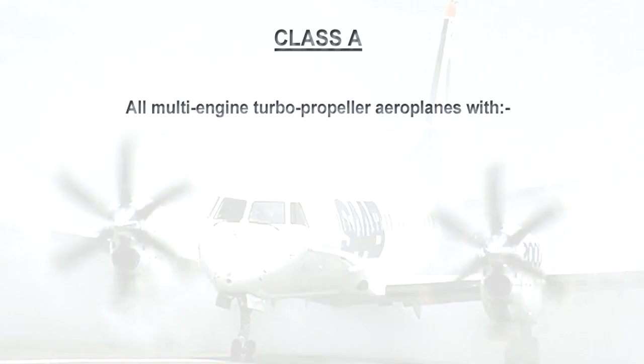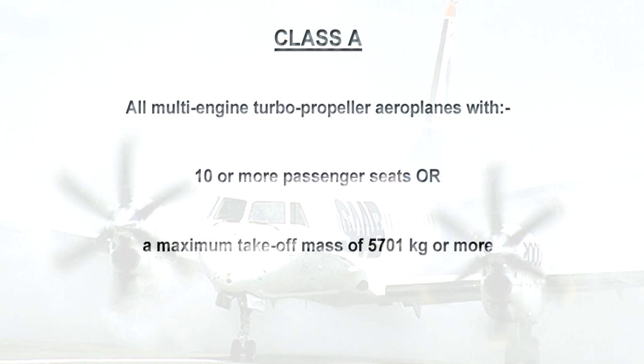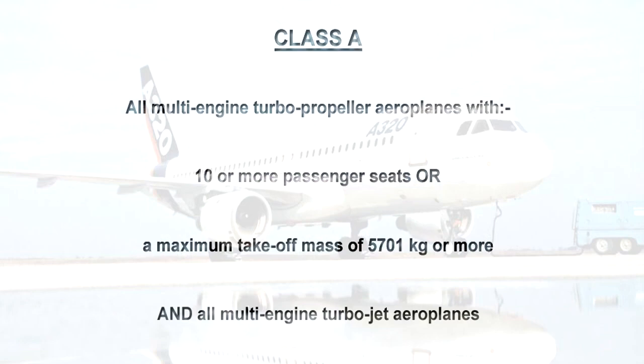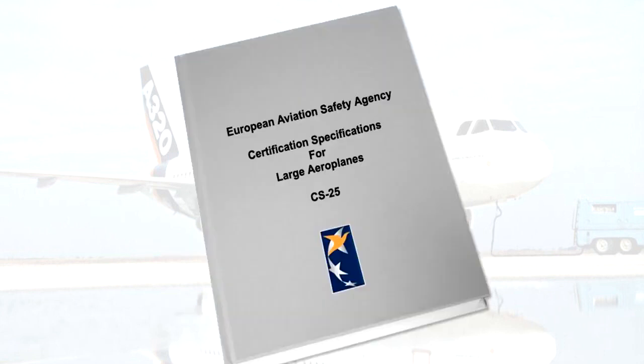Class A is used for all multi-engine turbopropeller airplanes having 10 or more passenger seats or a maximum takeoff mass of 5,701 kilograms or more, and includes all multi-engined turbojet airplanes. This class of aircraft meets the European Aviation Safety Agency certification specifications for large airplanes as detailed in CS25 Book 1.